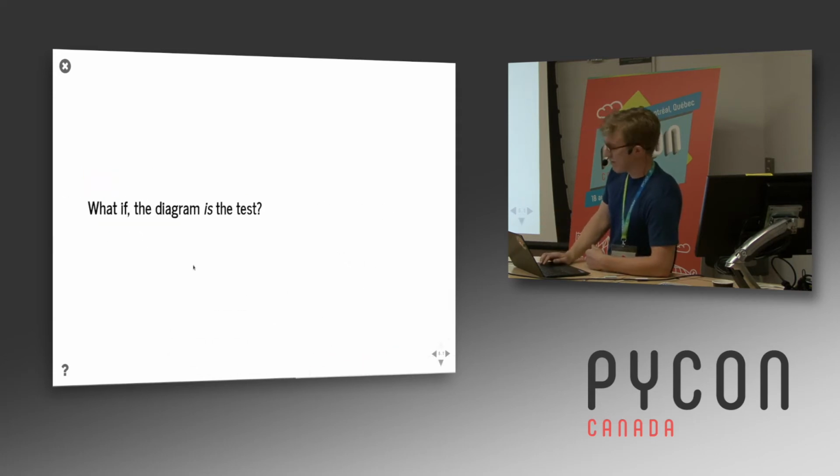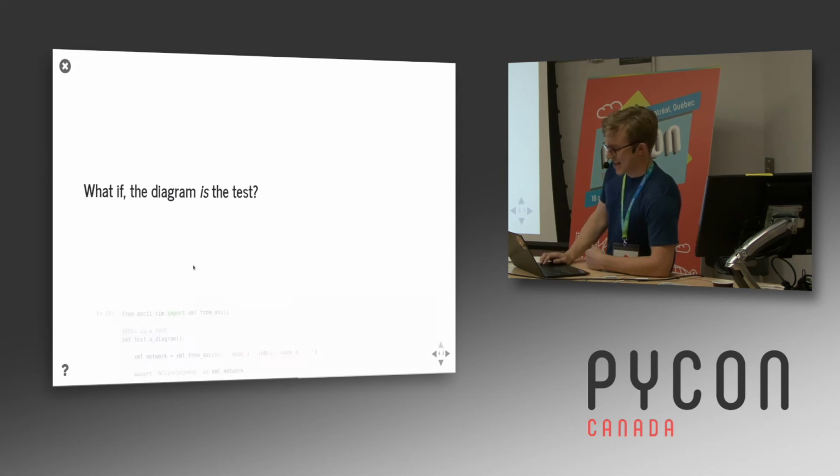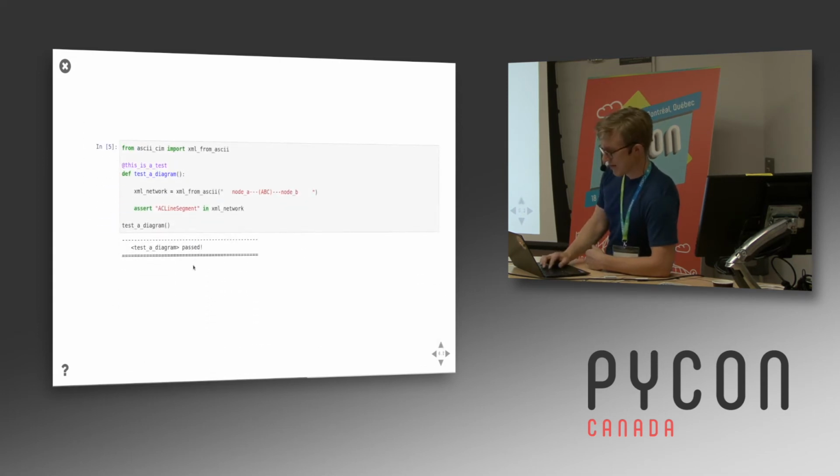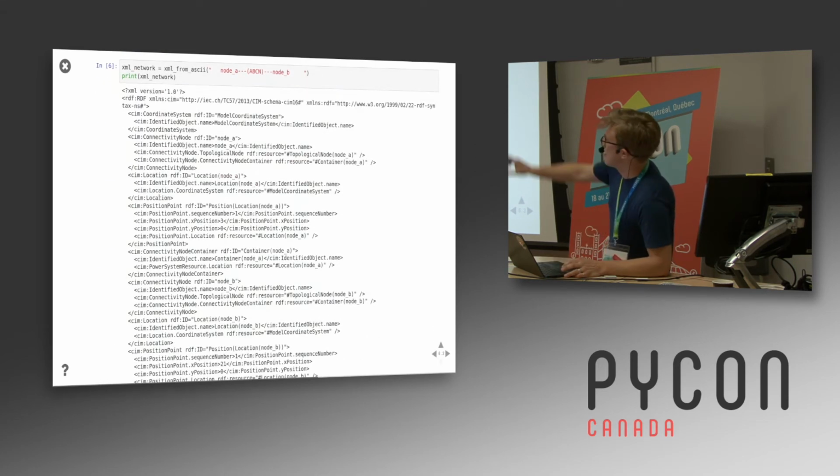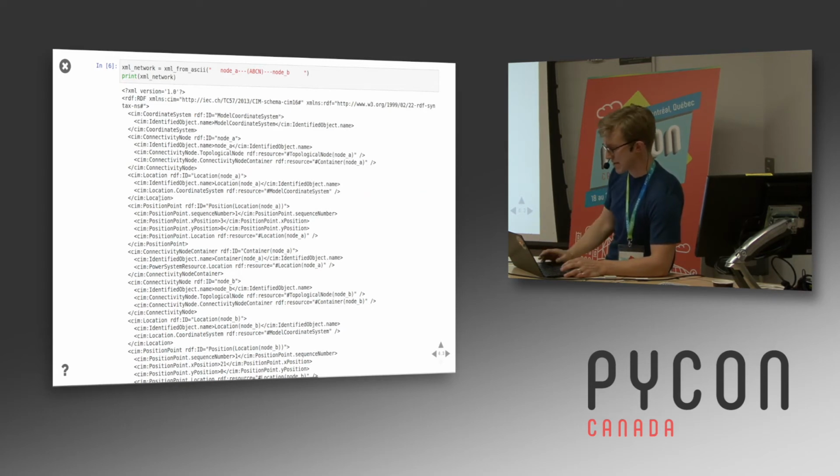So what if the diagram is the test? That's what we did. We built a library called ascii-sim, and now we have a diagram: node A, dashes, ABC, which is a label for the line, and node B. And we're making XML. So there are no XML files, there are no snippets that I've truncated. This is the whole test. We're doing the same thing, and it works. So it's a bit simpler to read. And here's an example. It runs off the page, but that's the XML that's generated by that call to XML from ASCII.